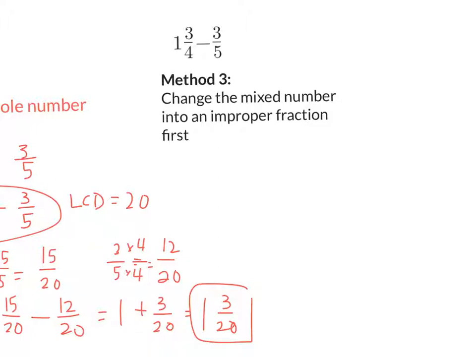Method 3 says I could also change that mixed number into an improper fraction first. Again, just like before, I know that 1 3/4 is the same as 1 plus 3/4. Now, 1 is the same as 4/4, isn't it? Plus 3/4. So is 1 3/4 the same thing as 7/4? Do you agree? Is 7/4 the improper fraction form of 1 3/4?